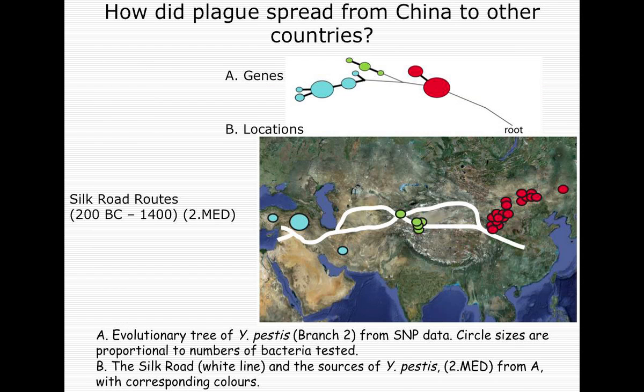This is another picture of these trade routes. So I showed you the beginning back here, and then the end. And the Silk Road lasted from about 200 BC to 1400 AD. And this is where we're finding these branch two isolates today.